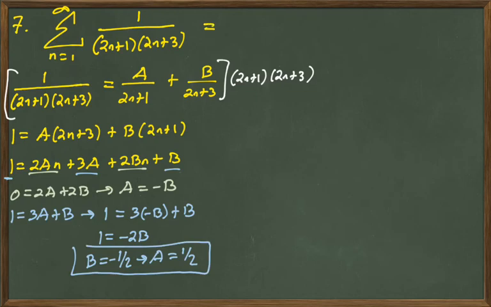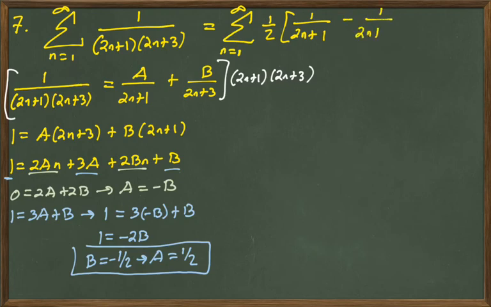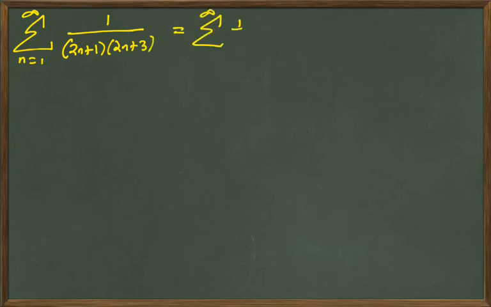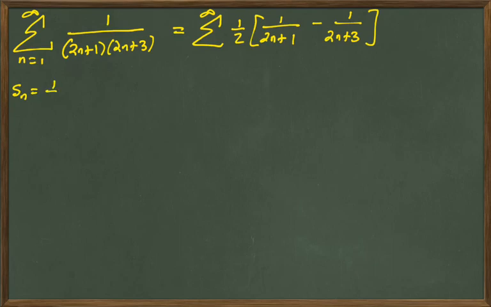Alright, so now we've decomposed our fraction, and so now this is the sum n equals 1 to infinity of 1/2 times the quantity 1 over 2n plus 1 minus 1 over 2n plus 3. Okay, whoops. I'm just going to rewrite it here on the next slide. It looks like the n equals 1 failed to copy over, so let's go ahead and put that in.